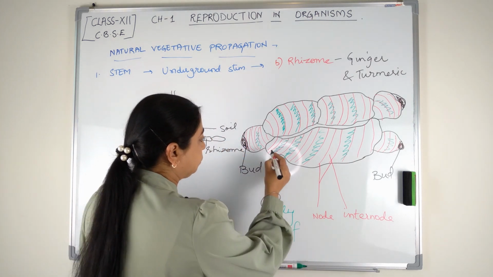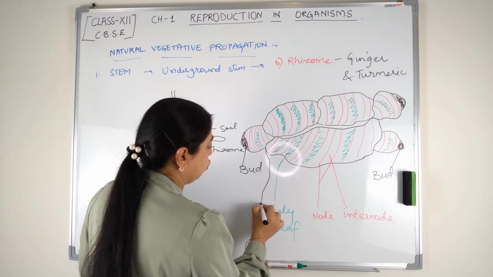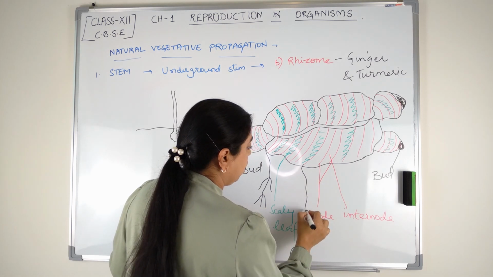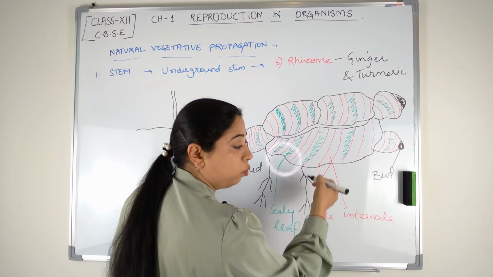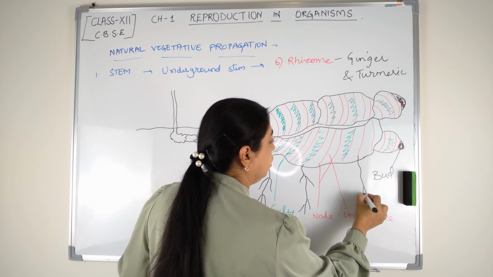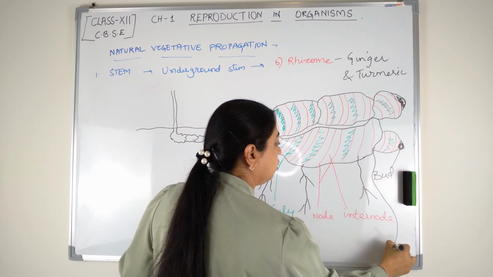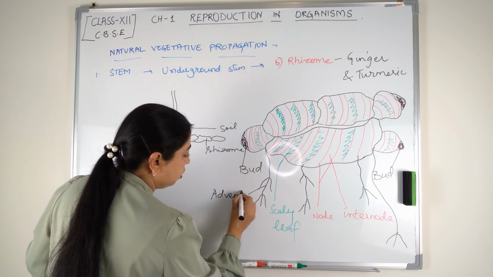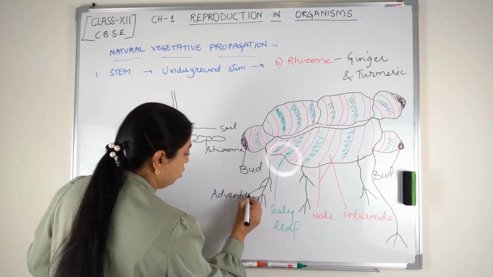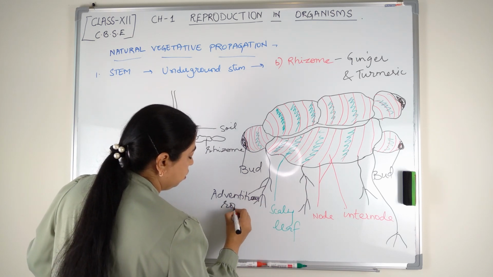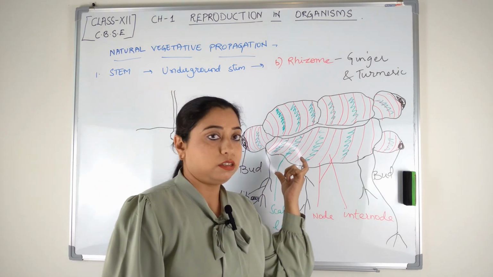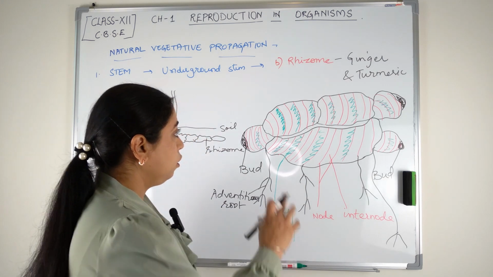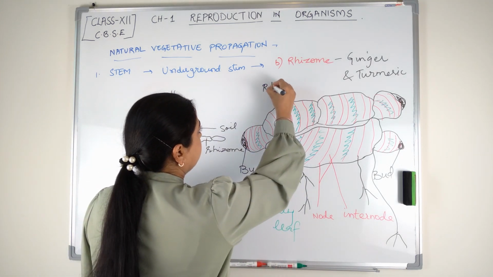Moreover, at the ventral surface of the rhizome, there are a large number of adventitious roots. They are actually coming out of the nodes only, which are enclosing the bud. Right. So this is an adventitious root which arises from the ventral side of the rhizome of a ginger, right? So this is a diagram of the rhizome of ginger.